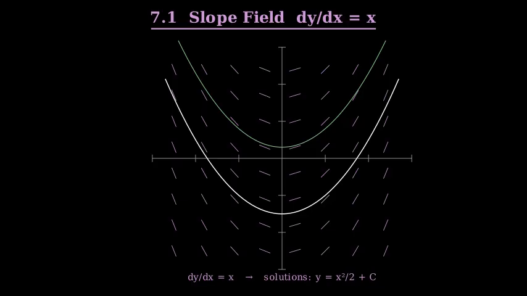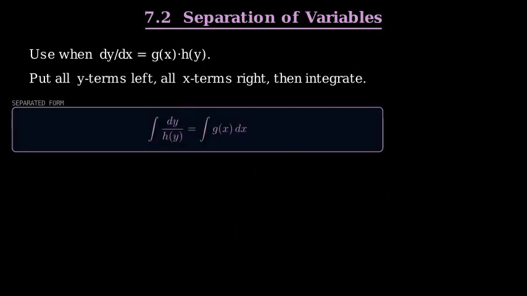Section 8.4. Volumes with known cross-sections. Some solids are not formed by rotation. Instead, cross-sections cut perpendicular to the x-axis have a known shape. The general formula is V equals the integral from a to b of A of x dx, where A of x is the area of the cross-section at position x.